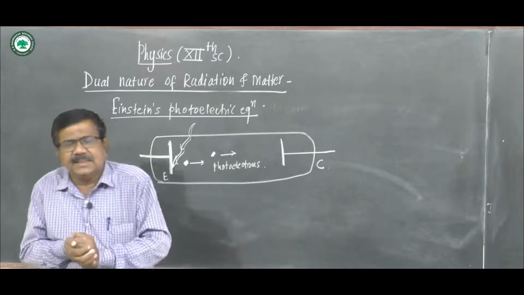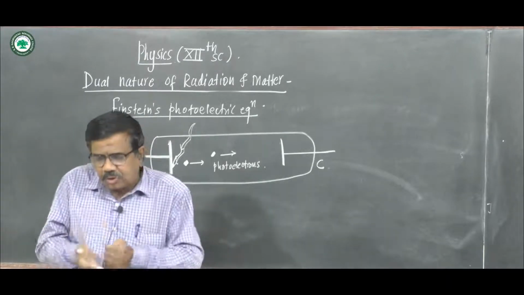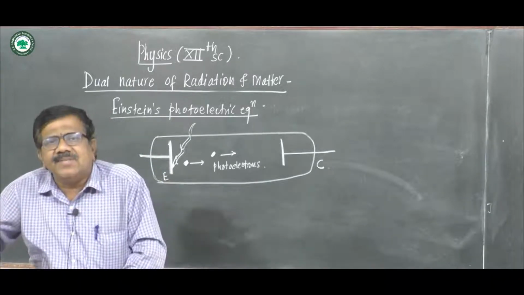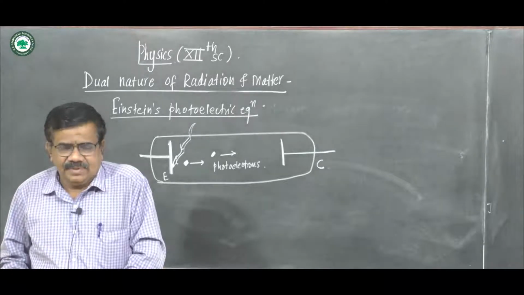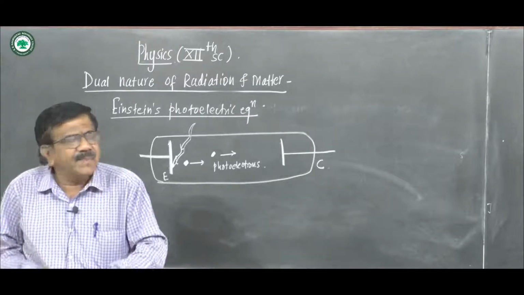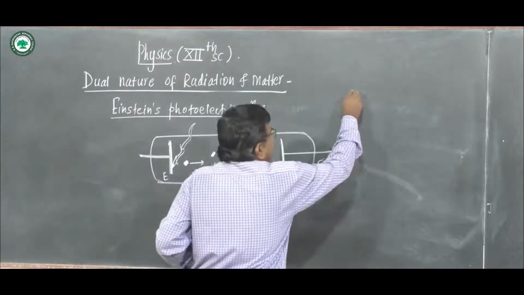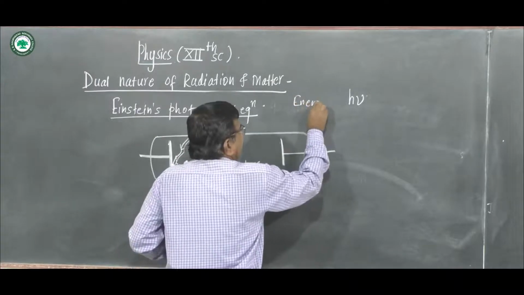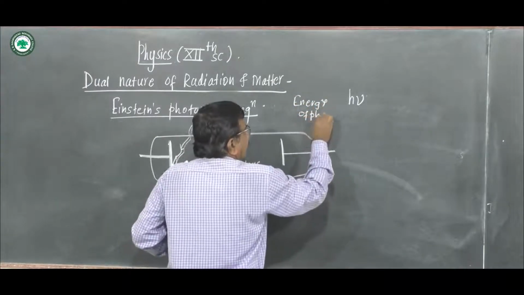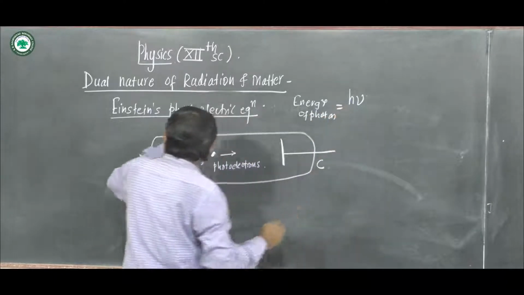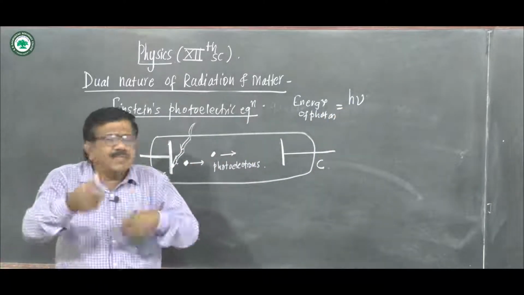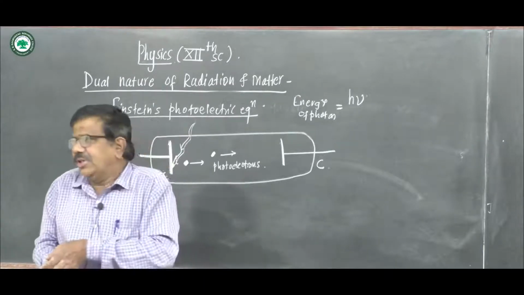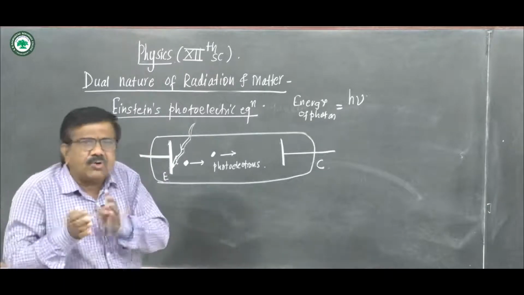During this collision, the entire energy of the photon is transferred to the electron without any time lag. Without any time lag. It means the energy of the photon, we know it is h nu. This is the energy of the photon. When this photon is incident, there is a collision between the photon and the electron, and during the collision, the entire energy of the photon is transferred to the electron without any time lag.